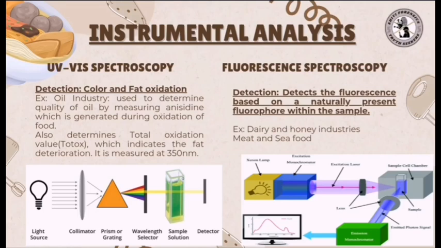Second, we have the fluorescence spectroscopy. It is based on the emission of light after the absorption of UV or visible light by fluorophores. This can be used for the detection of fluorescence based on a naturally present fluorophore within the sample. Example, dairy and honey industries, meat and seafood.